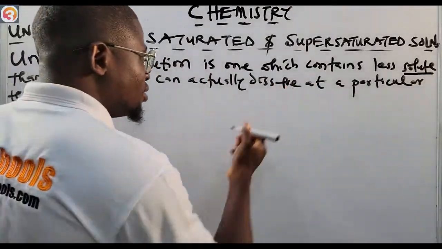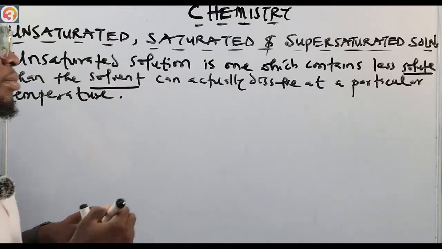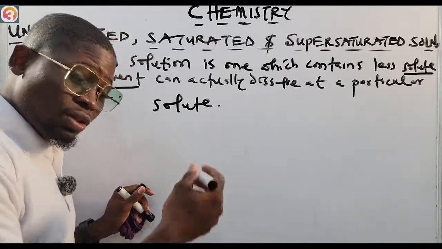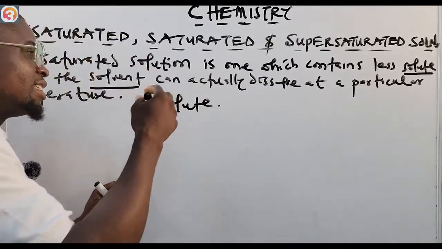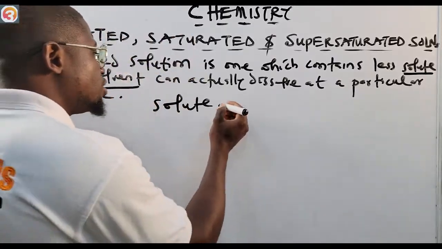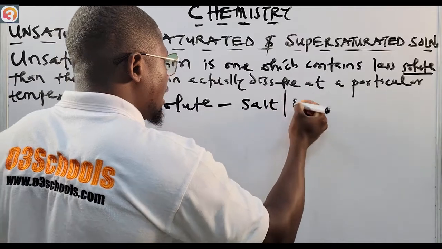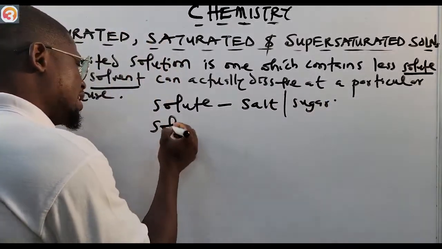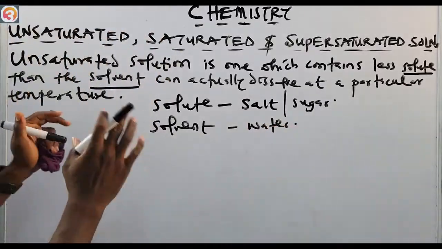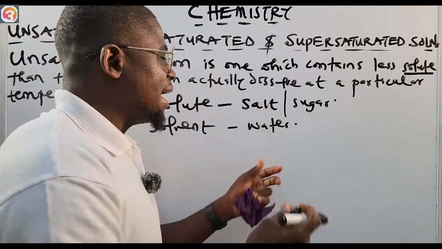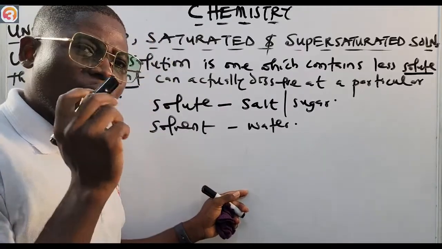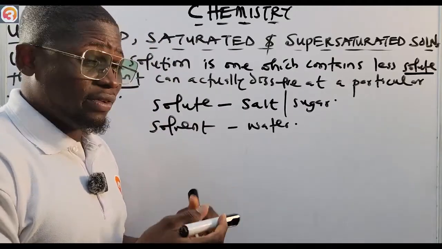Now, the solute is the substance being dissolved, while the solvent is what actually dissolves the solute. Know that. First of all, let's say the solute is salt or sugar, and let's say the solvent is water. Now, let's say we put one spoon of sugar inside one big drum of water, for example.